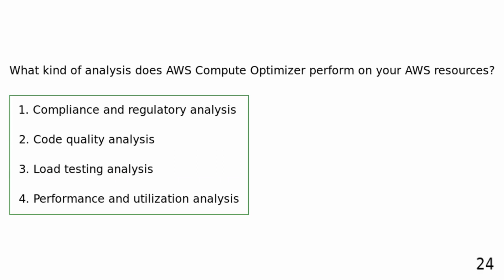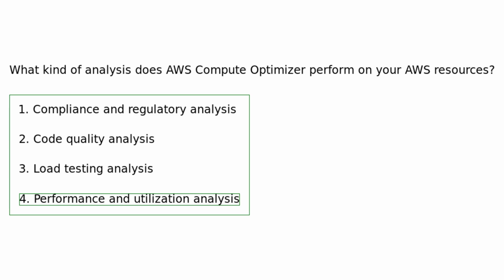What kind of analysis does AWS Compute Optimizer perform on your AWS resources? Compliance and regulatory analysis. Code quality analysis. Load testing analysis. Performance and utilization analysis. AWS Compute Optimizer performs performance and utilization analysis on your AWS resources to provide optimization recommendations.